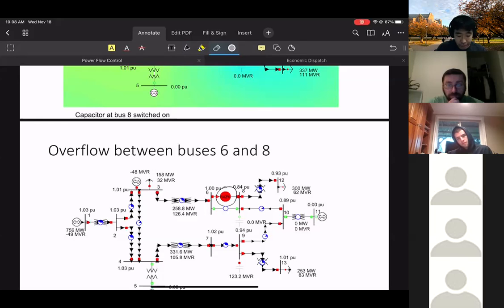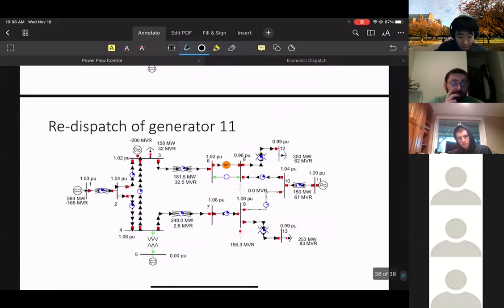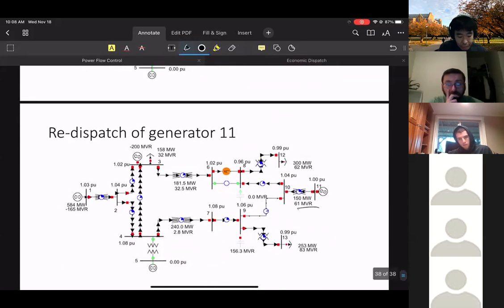Here, for example, you can say, I have a generator here, and it's not producing power. But since I have a line over capacity, maybe I should turn it on, so the line doesn't have to carry so much power. You can turn on your generator, and the line is okay now. So as an operator, you have a lot of options. There are things that can go wrong, and many things you can do. Basically, you need to figure out what to do if you're sitting in the control center.